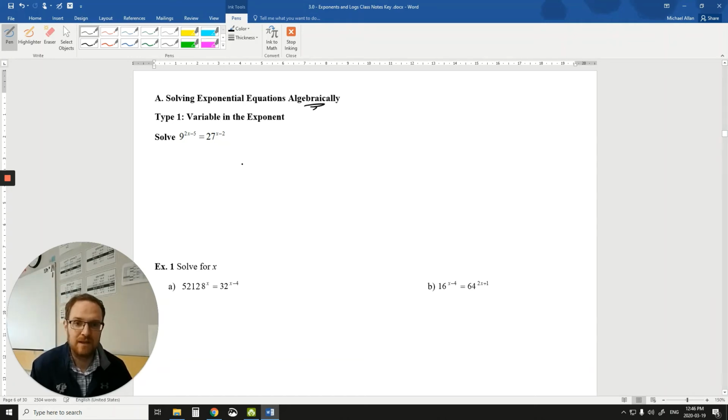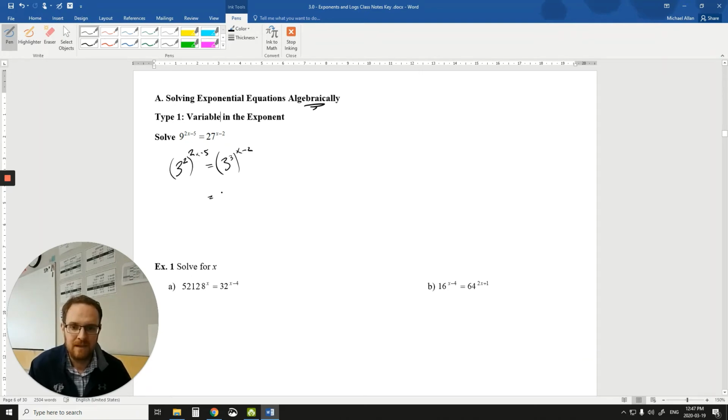It says here algebraic. So guess, check, and revising is not an algebraic method, but changing the base to match is a very algebraic way. Sometimes you can't always do this, but if you can, go ahead and try it. These here, 9 and 27, I already know both are base 3. So I decided to change both into base 3. So 9 is 3 squared, and there's 2x minus 5 from the exponent originally. And 27, we found out before, was 3 to the power of 3, and x minus 2.